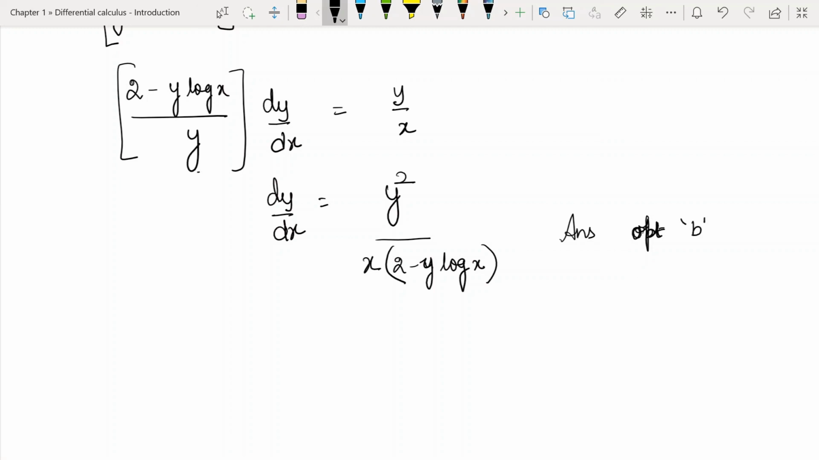Okay, so these are the three problems under logarithmic differentiation. In the next video, we'll be doing questions on the slope of the curve and differentiation.